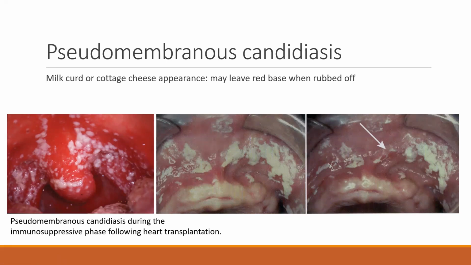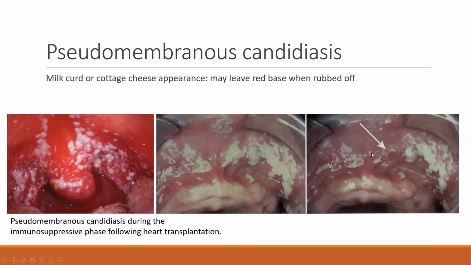Plaques are slightly elevated. So these you can see as the plaques, which are slightly elevated, and they appear as if it is milk curd, or curdling milk. It's also called cottage cheese. When you try to separate this cheese-like white structure from the underlying mucosa, it leaves a red base like this. Typically, this red base does not bleed. That's one feature of pseudomembranous candidiasis.